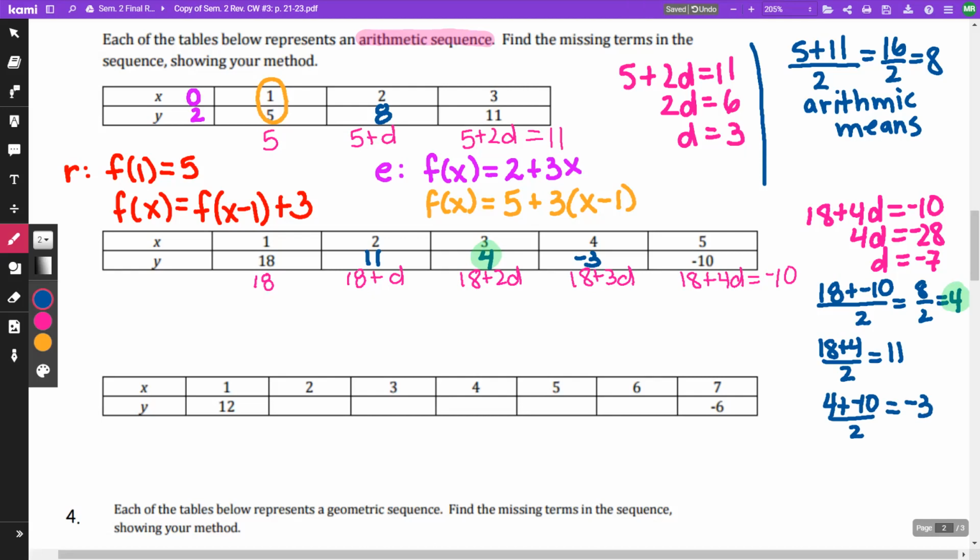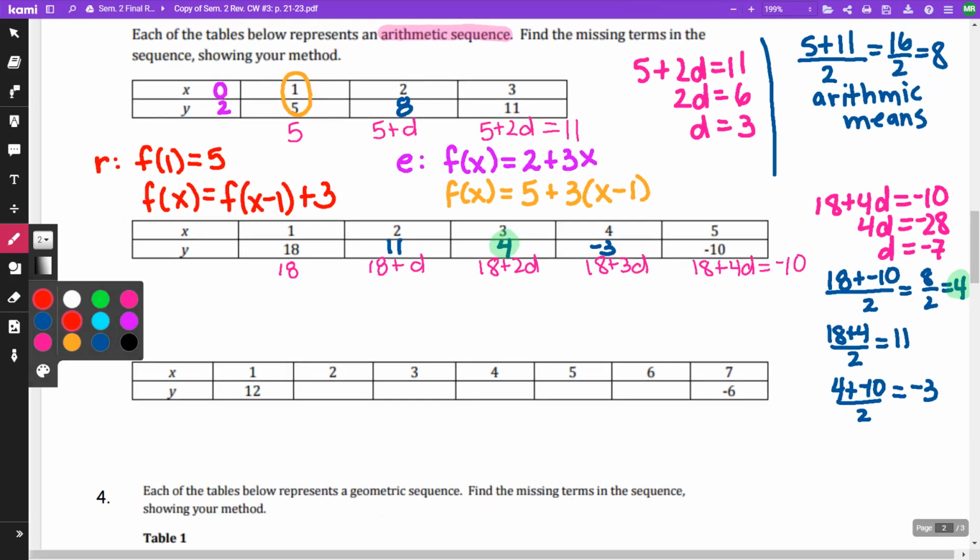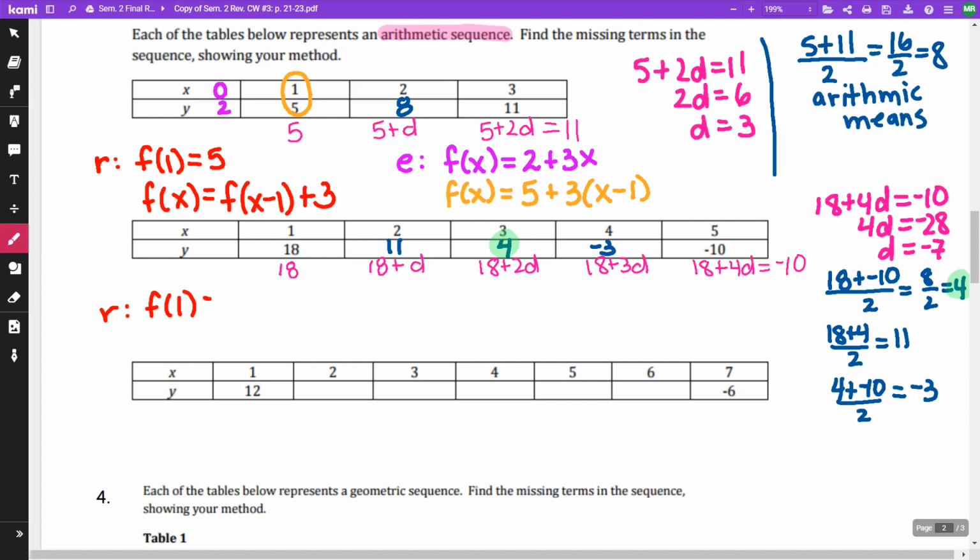So the way I did it in pink will give me what I'm adding and subtracting. The way I did it in blue will give me the actual value. Both methods work. So now I need to write a recursive. So for the recursive, again, I need to see where I'm starting. F of 1 is 18. And then f of x is going to equal f of x minus 1. And then what am I doing each time? I'm minusing 7.